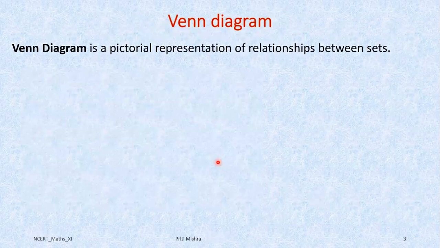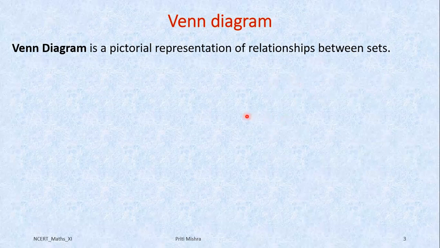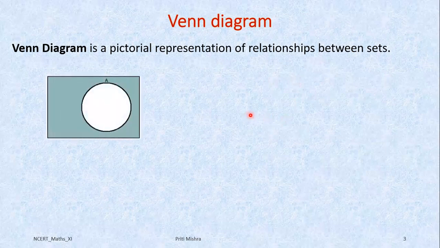Venn diagram is a pictorial representation of relationships between sets. With the help of Venn diagram, it's easy to understand the practical problems based on sets. Here you can see I have shown you this is a rectangle. Within this, there is a circle. So Venn diagram basically consists of rectangles and circles. By rectangles, we represent universal set, and by circles, we represent its subsets. So here, this is an individual set A, and this is the universal set.